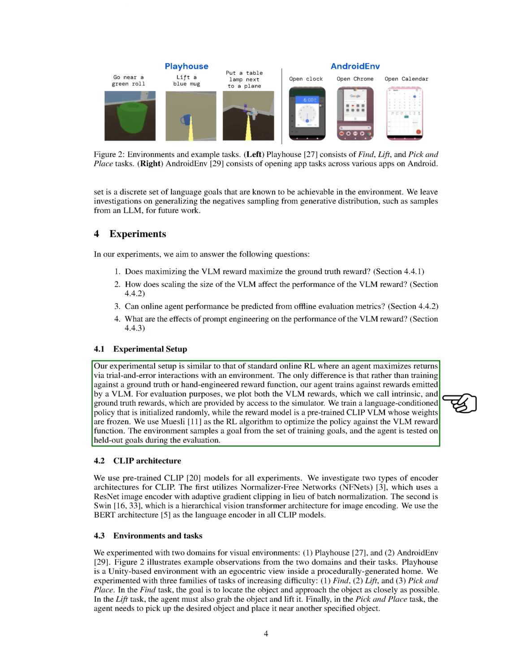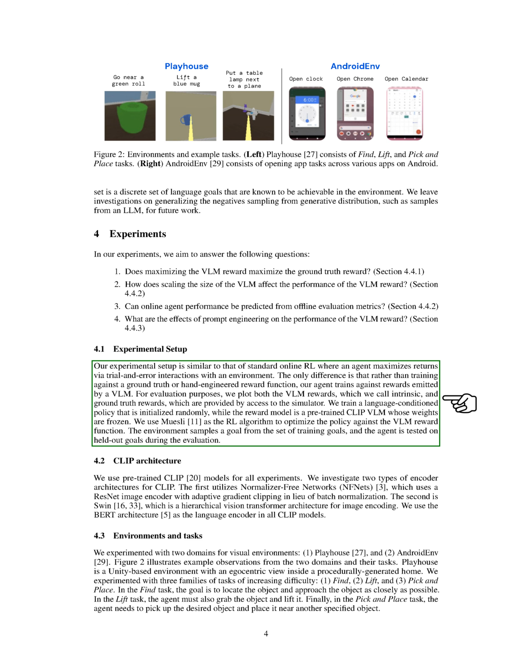Our experimental setup is similar to standard online RL, where an agent maximizes returns through trial and error interactions with an environment. The only difference is that our agent trains against rewards given by a VLM instead of a ground truth or hand-engineered reward function. For evaluation, we plot both the VLM rewards, which we call intrinsic, and actual rewards, which are provided by access to the simulator. We train a policy that is conditioned on language and is initialized randomly, while the reward model is a pre-trained CLIP VLM with fixed weights.